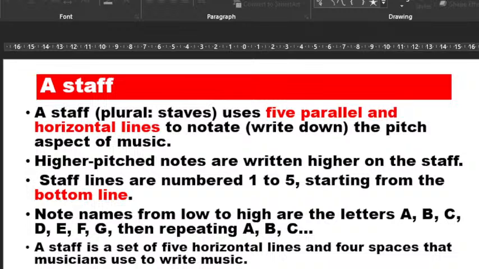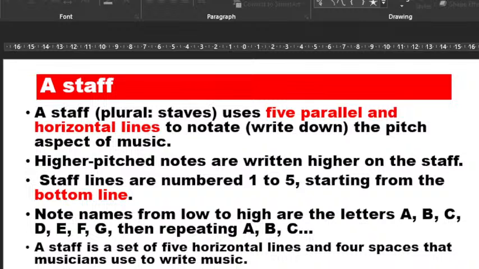that we look at. The high pitch notes are written high on the staff, so the staff lines are numbered from the bottom. It's bottom up. You start from down, 1, 2, 3, 4, 5. Then the same for the 4 spaces from the bottom, 1, 2, 3, 4. Note names from lower to higher are letters.